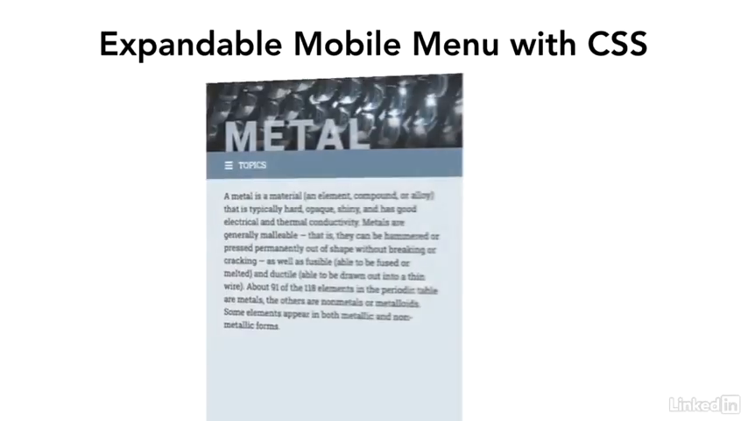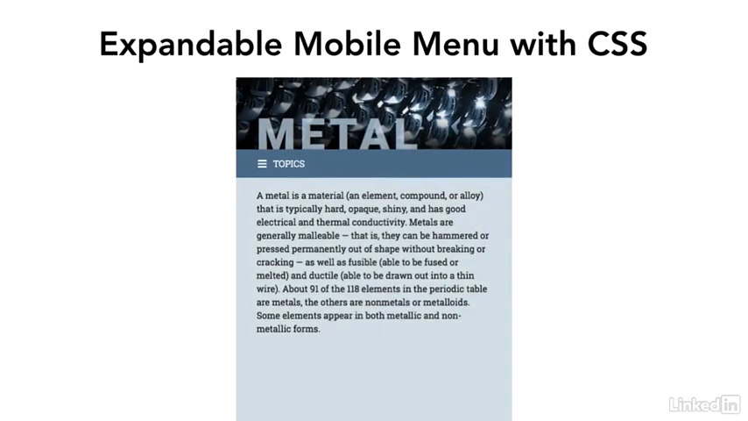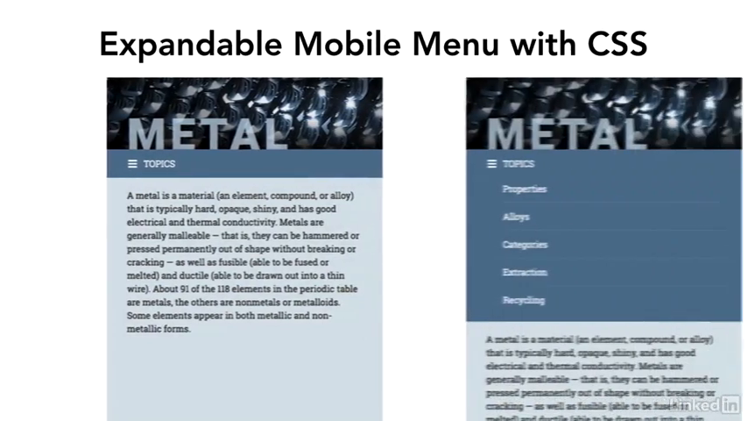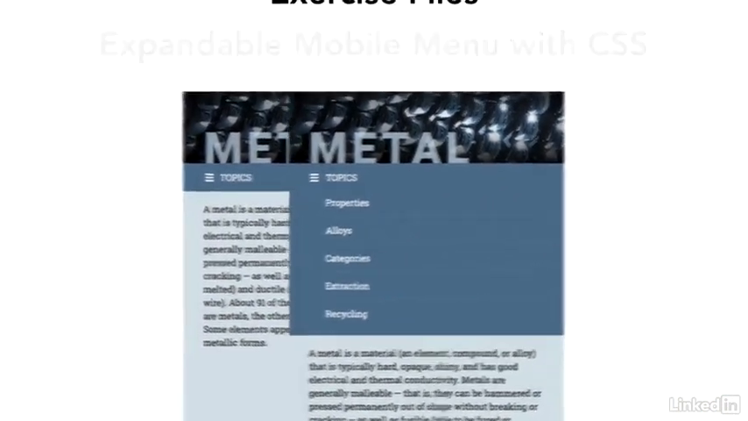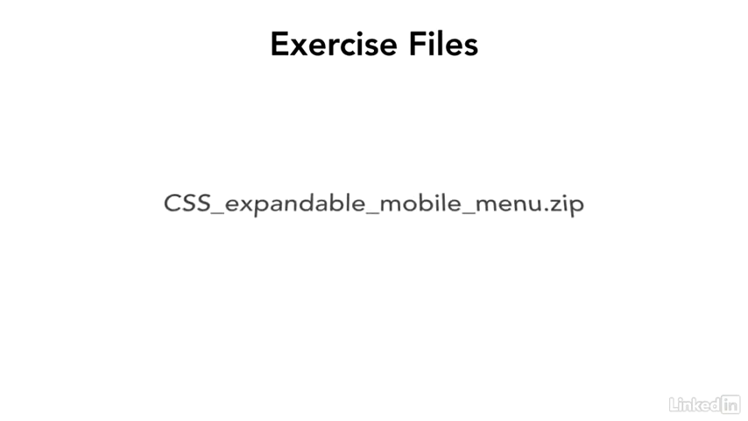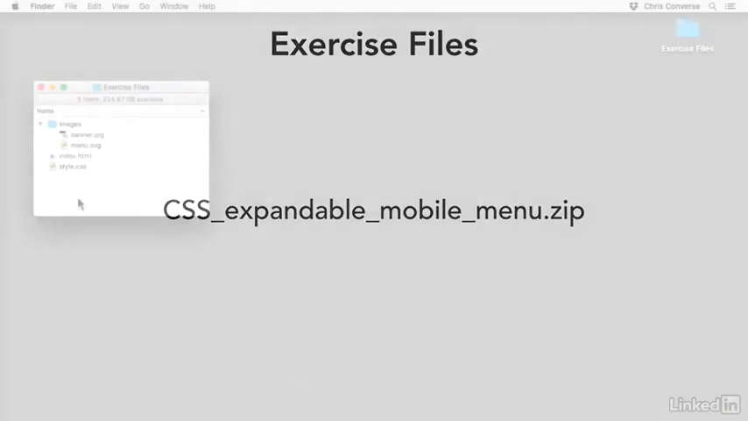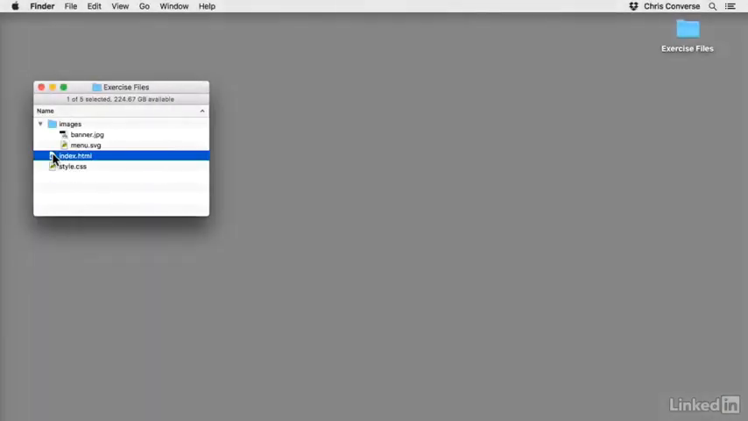Hi, this is Chris Converse, and in this episode, we'll create an expandable mobile menu using nothing more than HTML and CSS. So if you'd like to follow along with me, download the exercise files, and let's begin by opening index.html in a text editor.